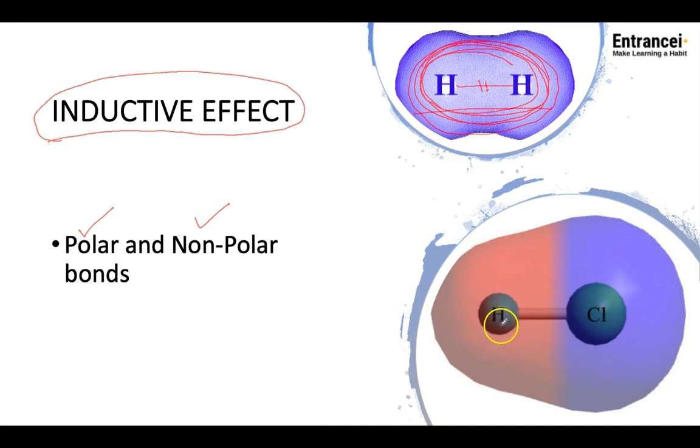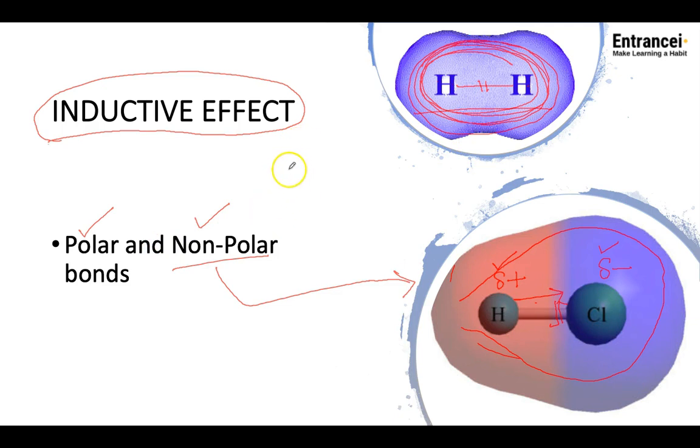Now you can see hydrogen and chlorine. As you know, chlorine is more electronegative, so the electron cloud of the bond is drawn towards chlorine. So chlorine accepted maximum electron cloud towards itself and generated a partial negative charge, and in hydrogen there is a partial positive charge. Because of this partial positive and partial negative, such molecules are known as polar molecules or polar bonds. So in a non-polar molecule there is no charge on the atoms of the molecule, whereas in a polar molecule there is a charge of partial negative and partial positive.